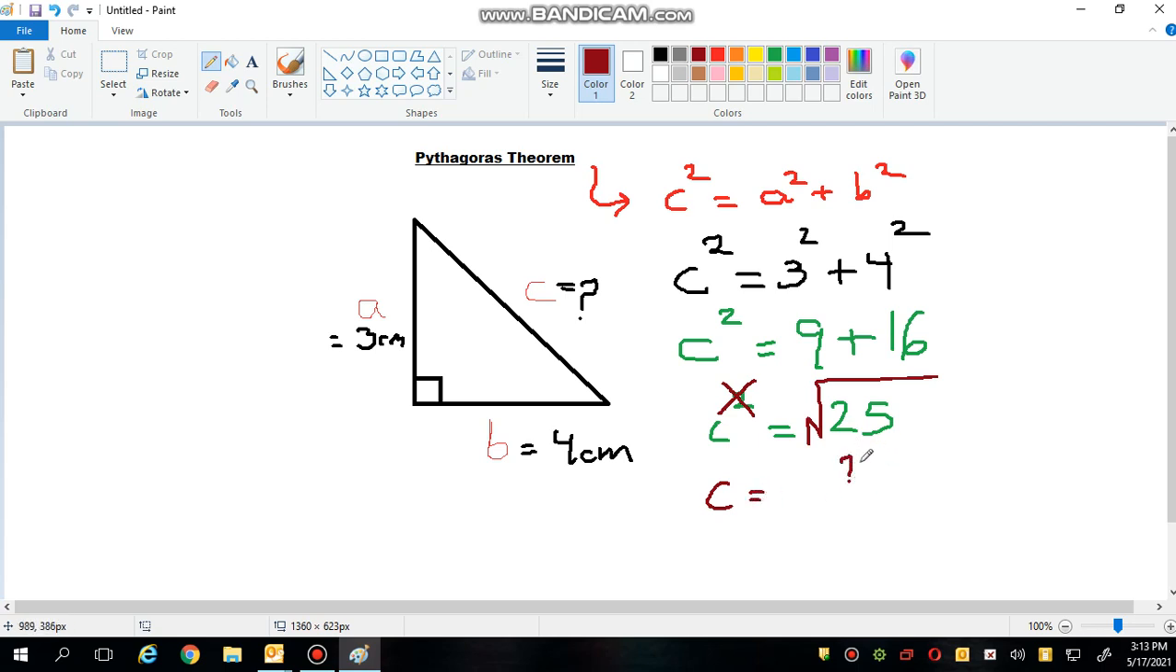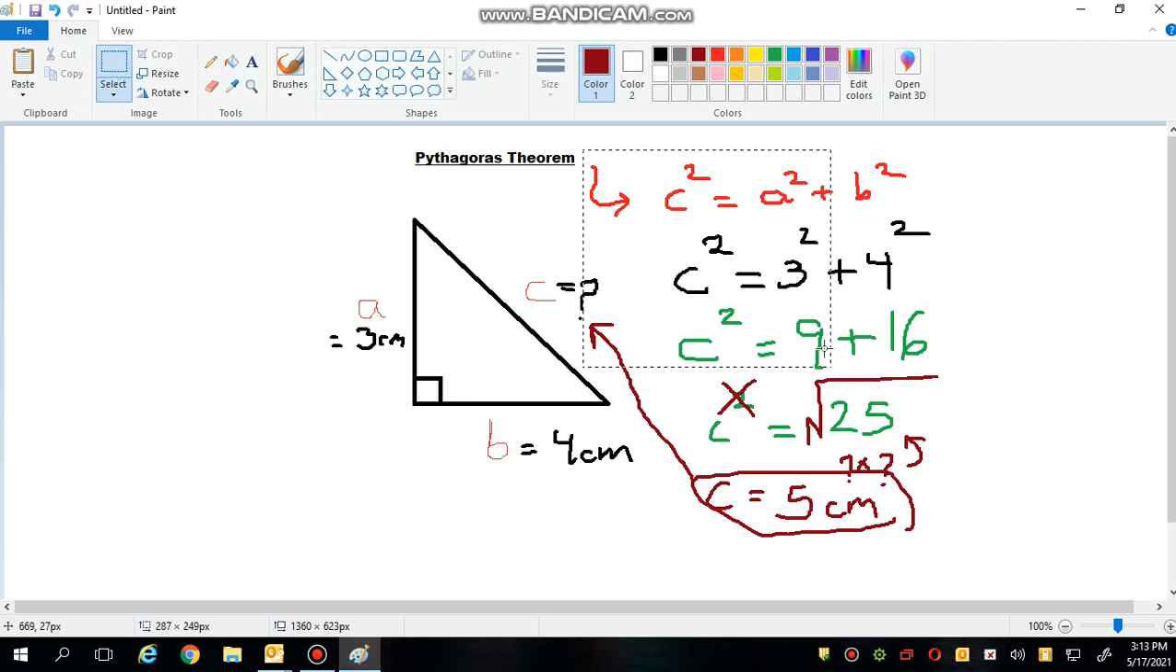Some number multiplied by the exact same number gives me 25. And we know the square root of 25 is 5 centimeters. And that is our answer for this particular problem. You see that? That is how you use the Pythagoras theorem. You simply plug in the numbers. Let's try another one. Okay.